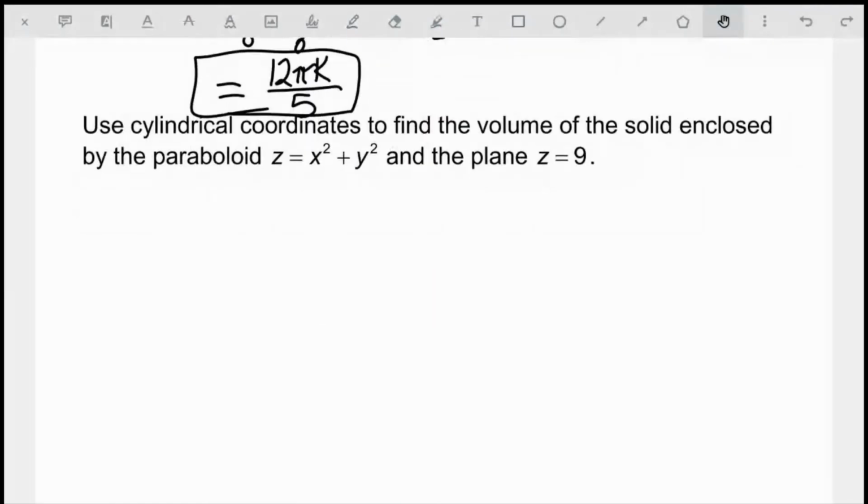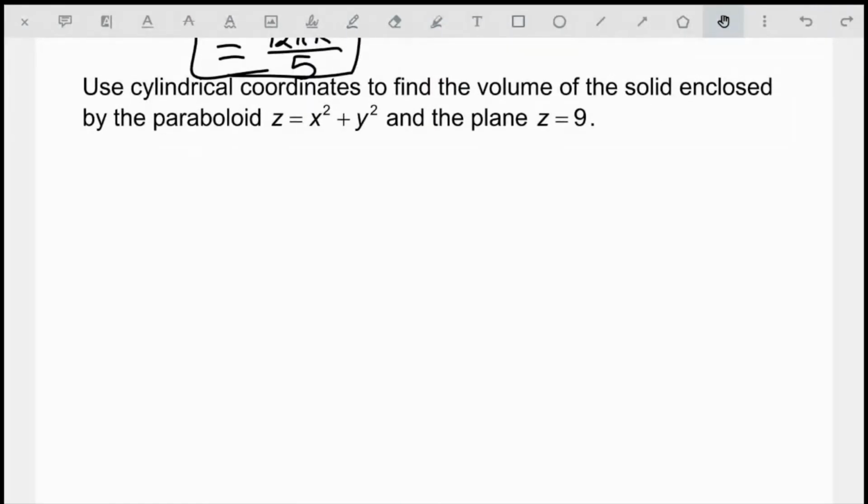All right, I've got one more problem here that I want you to try. It says use cylindrical coordinates to find the volume of the solid enclosed by the paraboloid z equals x squared plus y squared, and the plane z is equal to 9. So notice we didn't have a diagram this time. Several of your homework problems will be like this. So you either have to be able to visualize this, or you're going to need to plot this using something like GeoGebra 3D. So I want you to take a few minutes. I want you to pause the video, try to set up the triple integral and solve it out. And when you come back, I'll show you the solution.